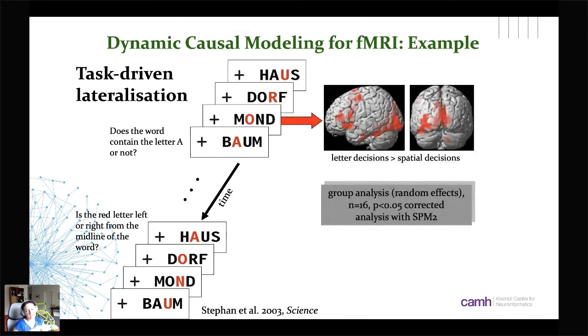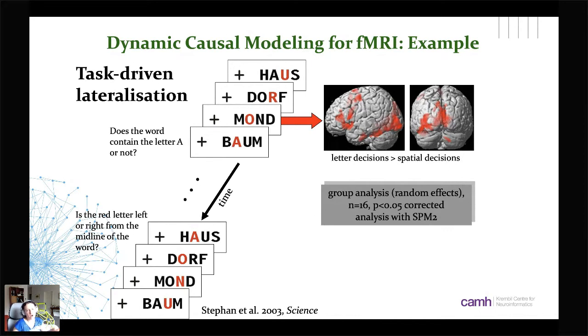And this was an elegant task because essentially the network recruitment is determined by the type of condition that the participants are engaged in, whether they make a letter decision or a spatial decision. And this was done by Klaas and Stefan. It was published in Science in 2003. And group analysis showed that there is a distinct pattern of activity in several regions of the brain for letter decisions compared to spatial decisions.